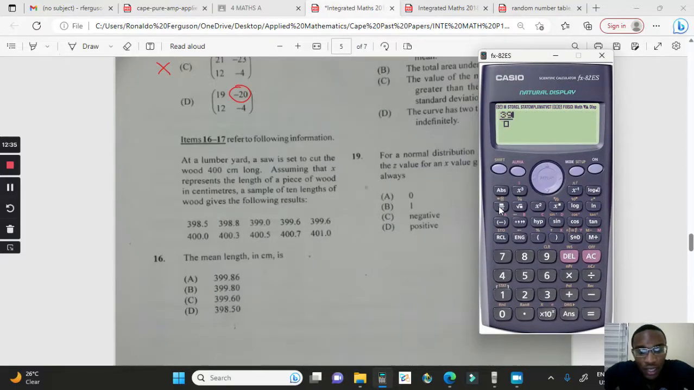Fraction button, 398.5 plus 398.8 plus 399 plus 399.6 plus 399.6 plus 400 plus 400.3 plus 400.5 plus 400.5. I put 0.5 already?